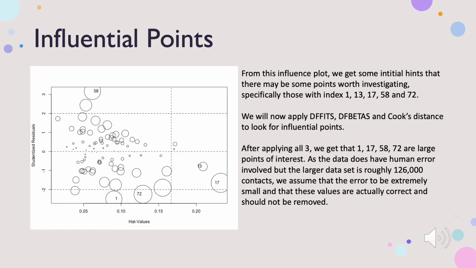From this influence plot, we get some initial hints that there may be some points worth investigating, specifically those with index 1, 13, 17, 58, and 72. We now apply the DFFITS, DFBETAS, and Cook's distance to look for influential points. After applying all 3, we get that 1, 17, 58, and 72 are large points of interest. As the data does have human error involved, but the larger data set is roughly 126,000 contacts, we assume the error to be extremely small and that these values are actually correct and should not be removed.